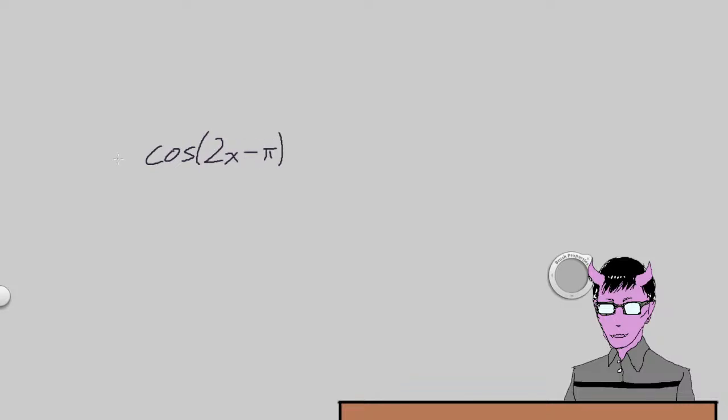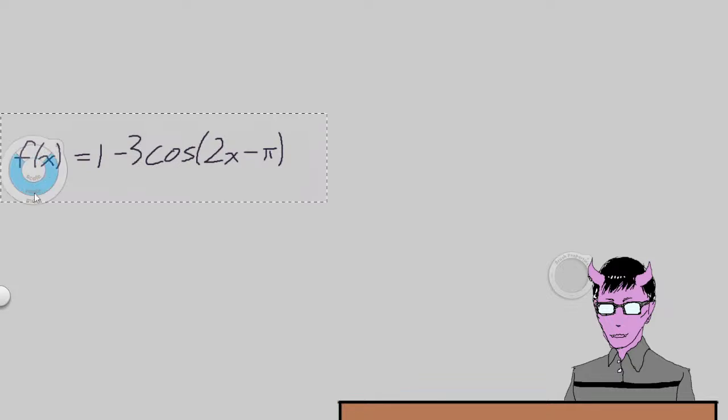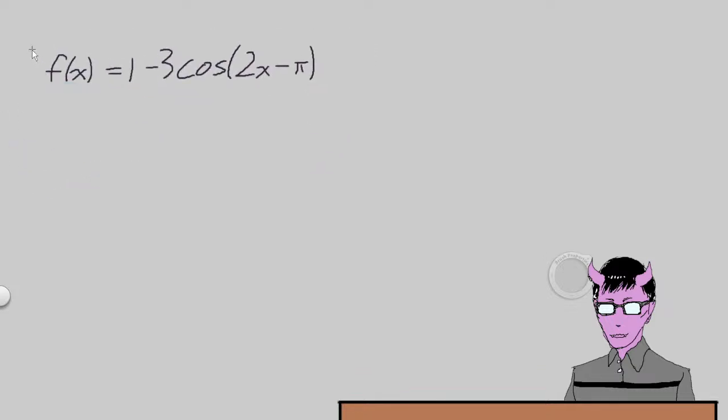That's a pi, by the way. And then we have like an amplitude change of 3. We have a minus, and then we have a 1. So this is going to be a vertical shift. We'll call this f of x. So just maximizing on the number of transformations we got for this particular function. It's not too bad. It's just a bunch of tiny rules.